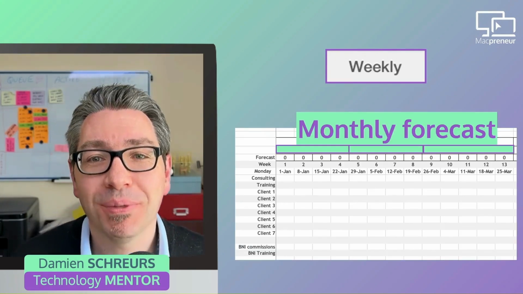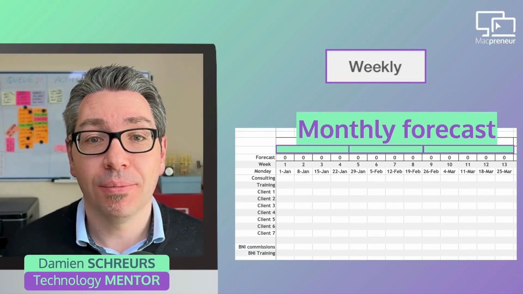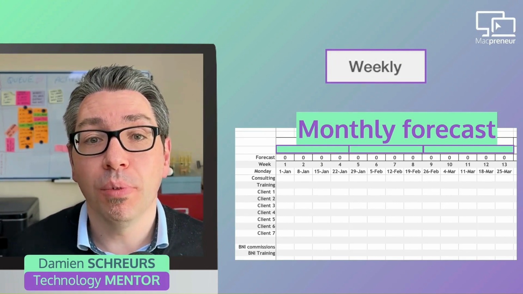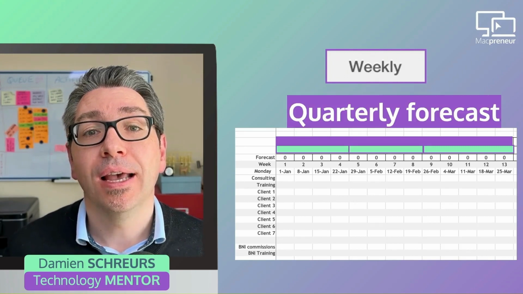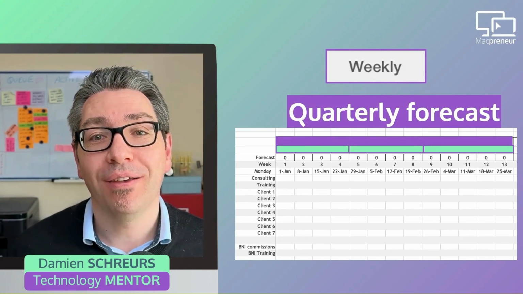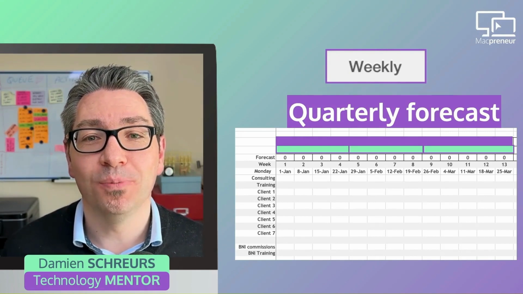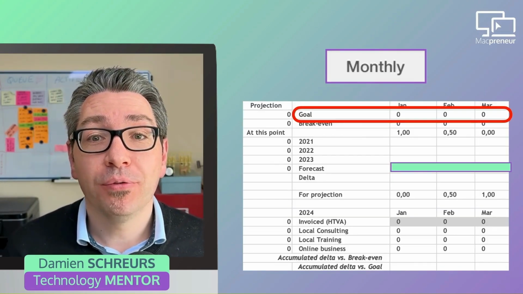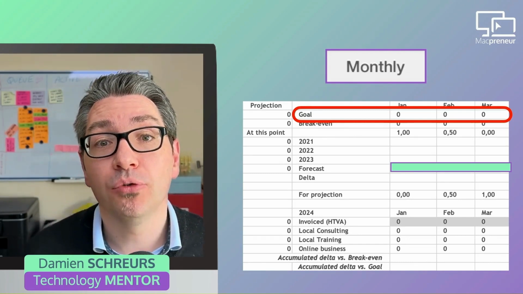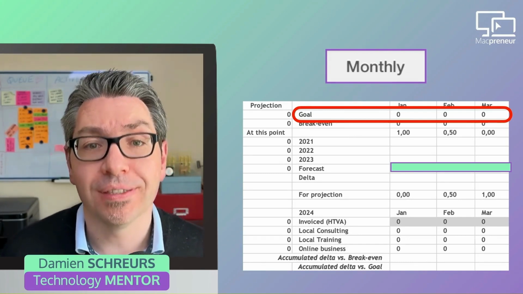And to have an approximate monthly revenue forecast, I sum either 4 or 5 consecutive weeks, and I show the value above the weekly forecast. And above all that, I sum 3 months at a time to have a quarterly forecast too. The monthly revenue forecast is then reused in another sheet where I'm able to compare it to 4 other things.